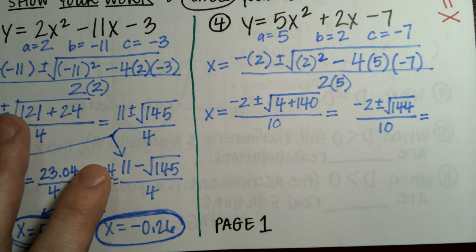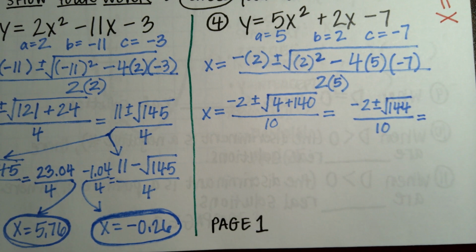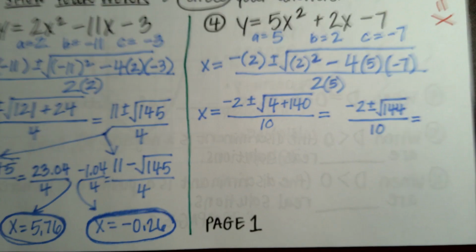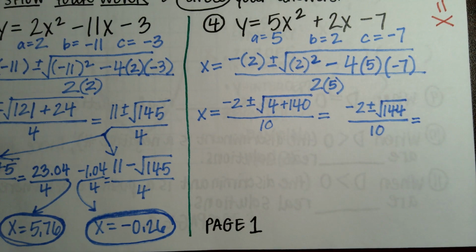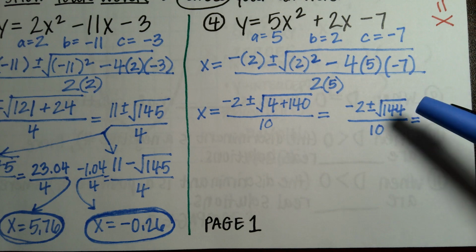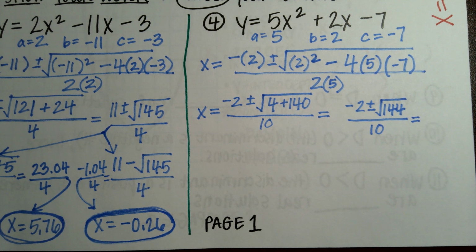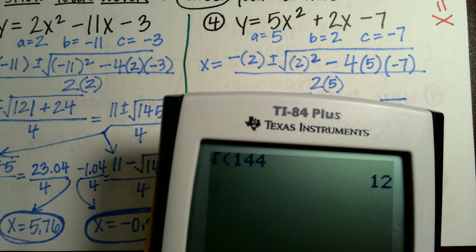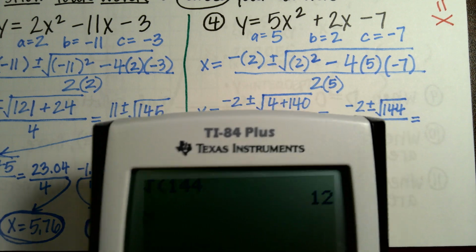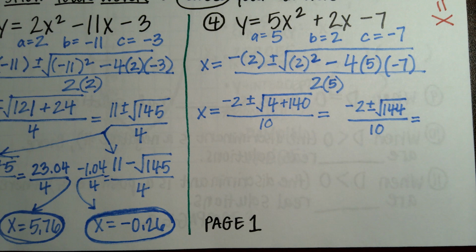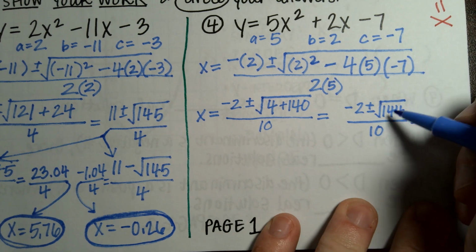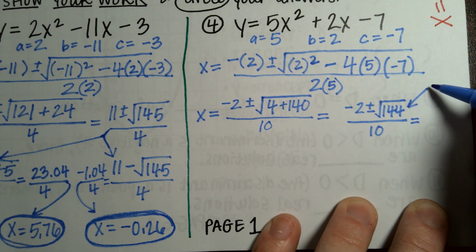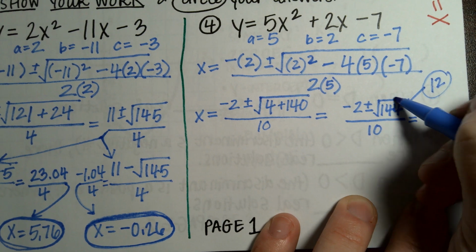Now, in most cases, I'm not going to tell you that you should do the square root before splitting your equation. But if you are able to recognize this, this is a perfect square. The square root of 144 is not going to give us a funky decimal. So let's go ahead and figure out what that is. I got 12. So you could keep the square root on there when you split, but I think I'm actually going to take 12 instead.